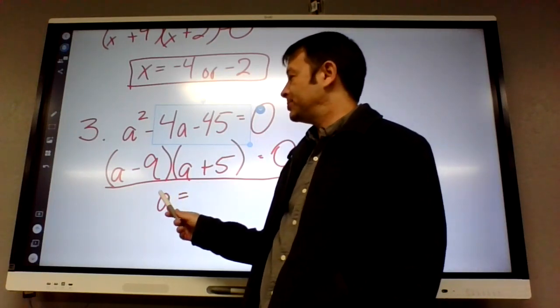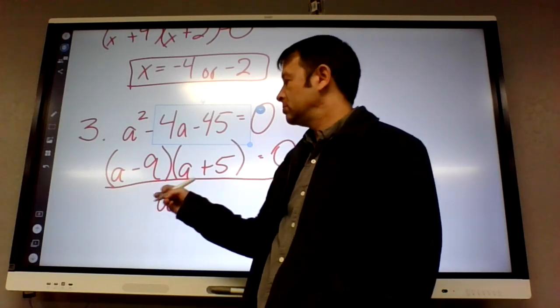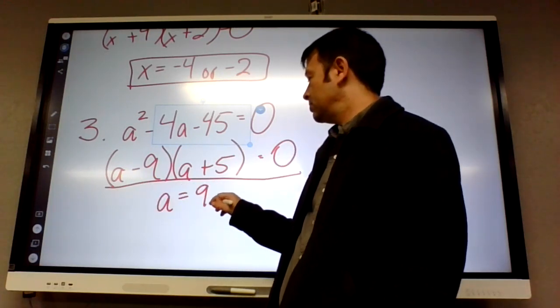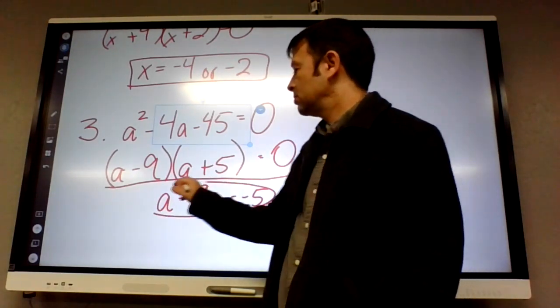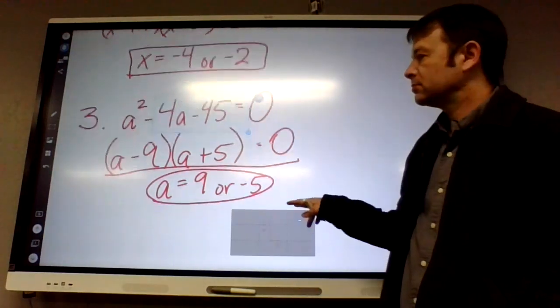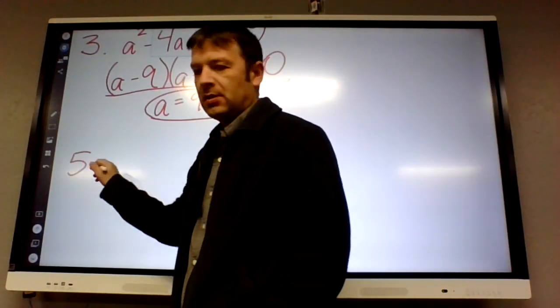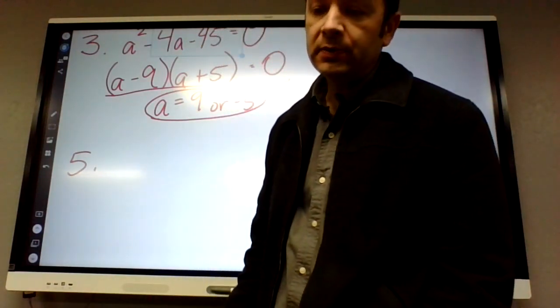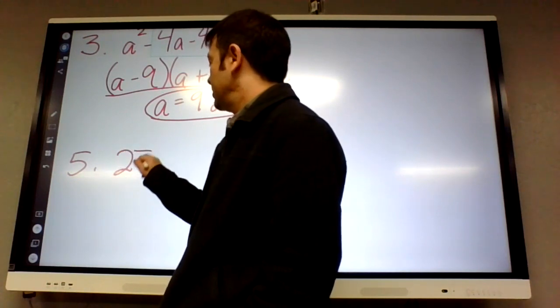Gracie, what values would make these factors 0? 9 or negative 5? Number 5. Okay.